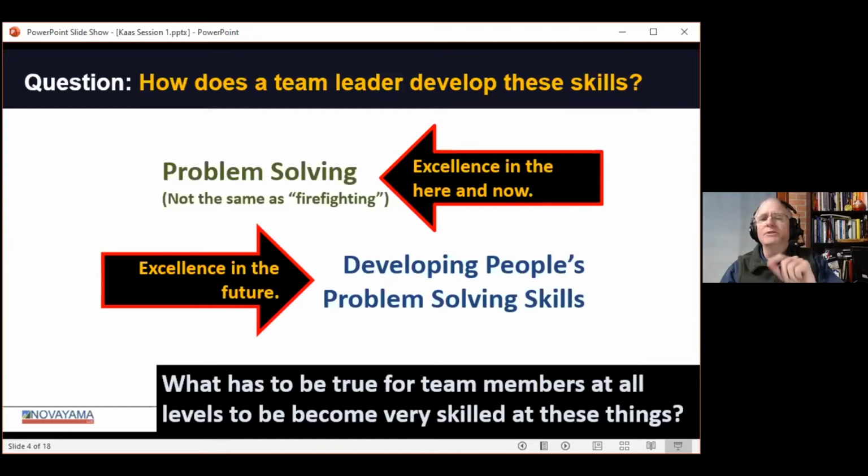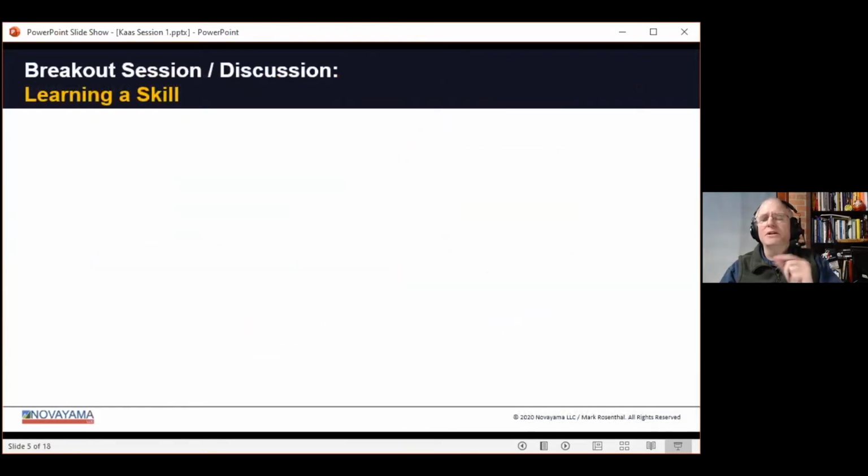So how does a team leader develop these skills? What has to be true for team members at all levels for them to become skilled at these things? What has to be going on in the company? But what I'm going to ask you to do here actually is disengage from the company for a second. And this is going to be kind of a discussion in our breakout rooms.